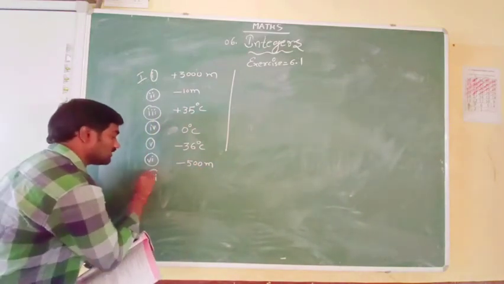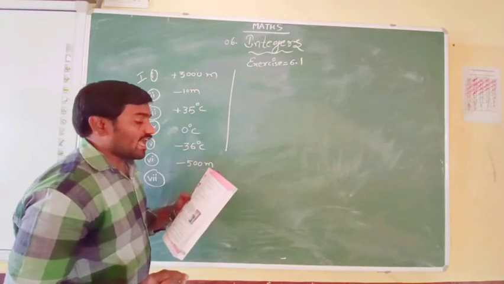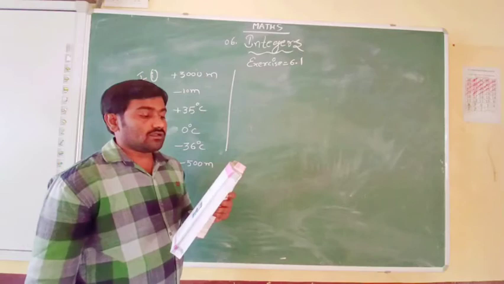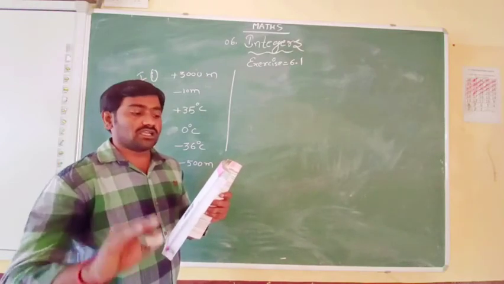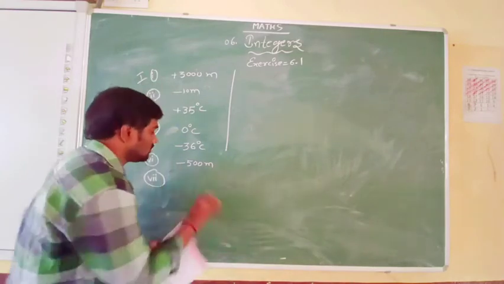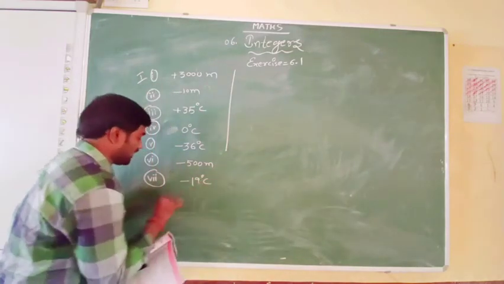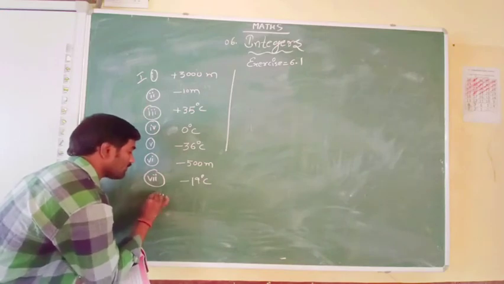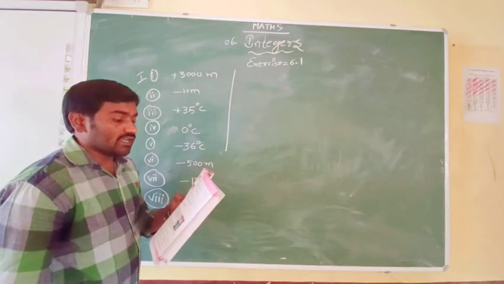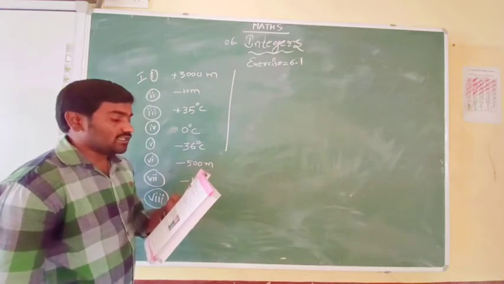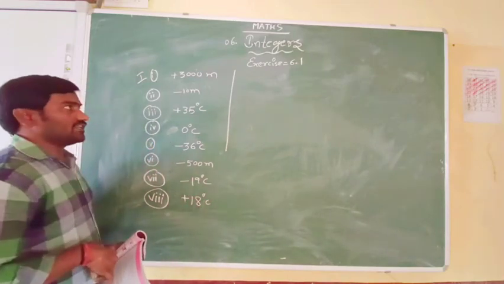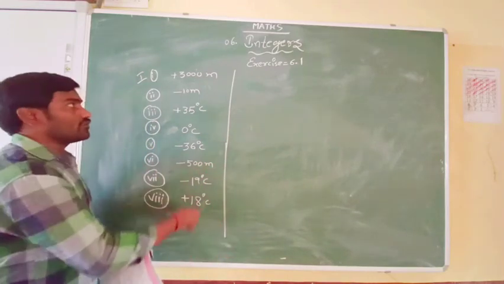Then the seventh one, children, the average temperature at Darling in July. Darling is a village. In July it is 19 degrees centigrade below 0 degrees. So minus 19 degrees centigrade we get. Question number 8: the average low temperature in Visakhapatnam during January is 18 degrees centigrade. That is plus 18 degrees centigrade only. So these are the signs we use.